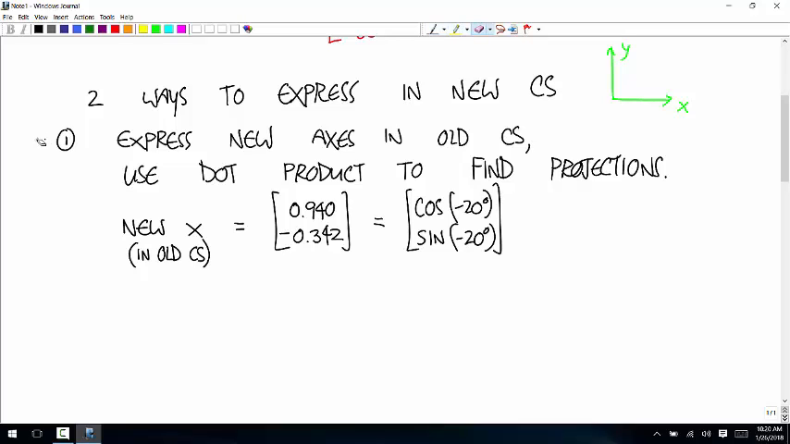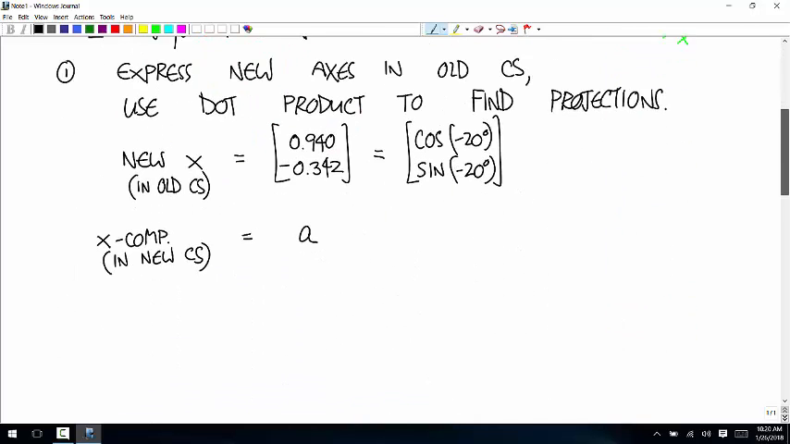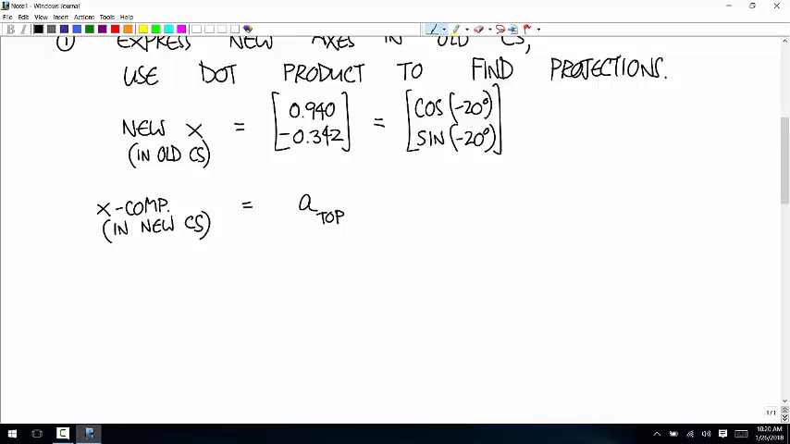And so then the x component in the new coordinate system is just the vector we had. That's the acceleration of the top in the old coordinate system. This is that vector dotted with 0.940, negative 0.342.